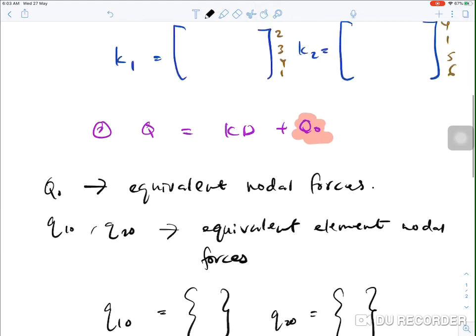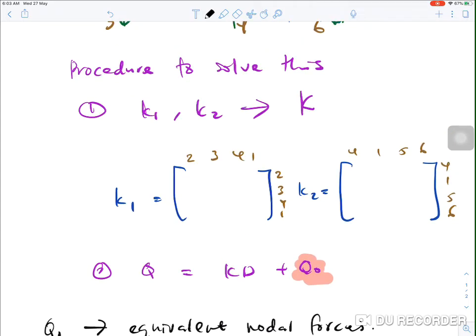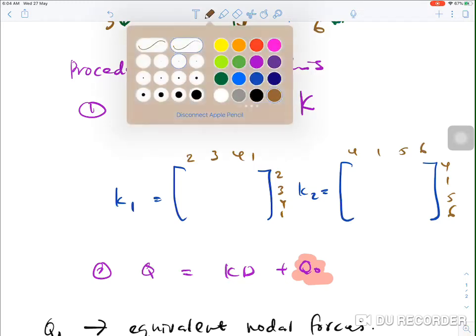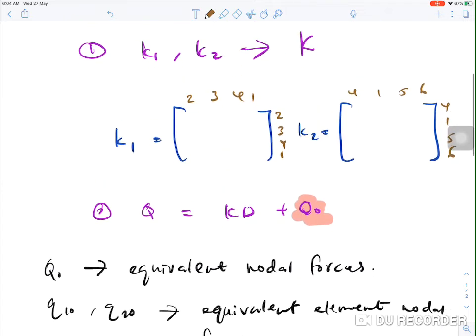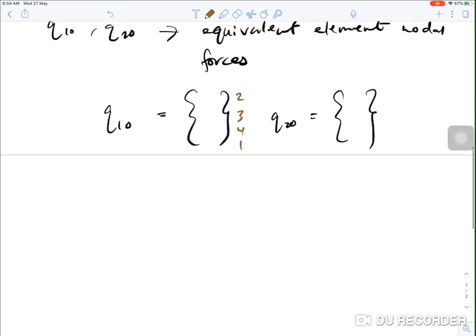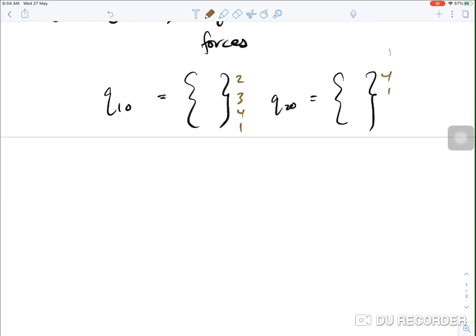Okay, so the label, we just have to follow whatever degree of freedom label in the element stiffness matrices. For element 1, it is 2, 3, 4, 1. So we just have to label the same: 2, 3, 4, 1. And for element number 2, it is 4, 1, 5, 6. Okay, like this.